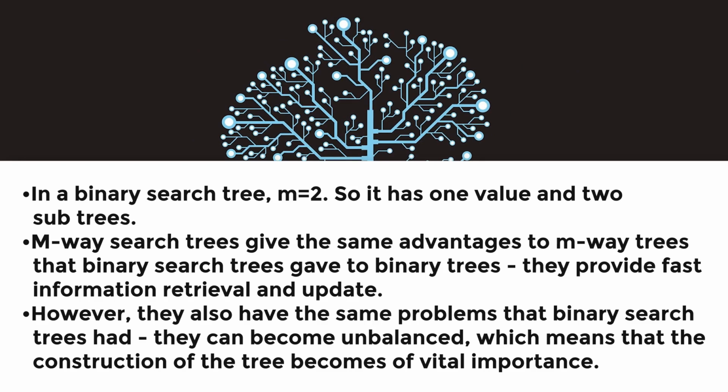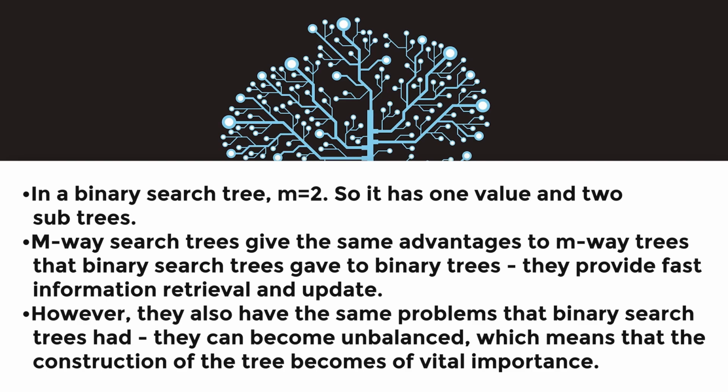The last figure is an M-way search tree of order 3. As I told you, 3 means the maximum number of children is 3. We can't produce more than 3 children in a particular order of M, where M equals 3 in an M-way search tree. So an M-way search tree always follows the property of the order of M. M-way search trees give the same advantages to M-way trees that binary search trees gave to binary trees.